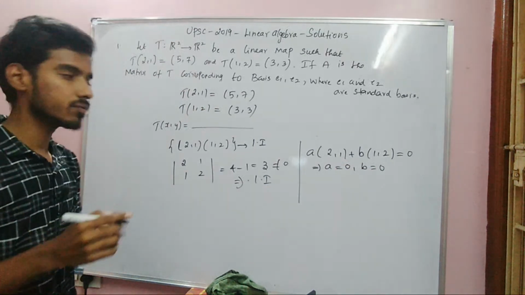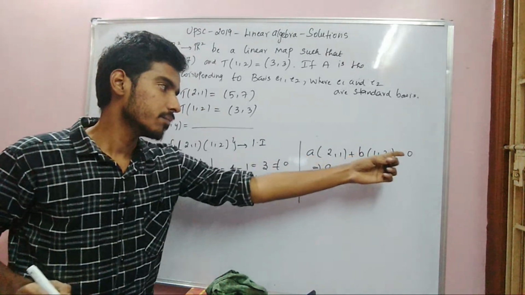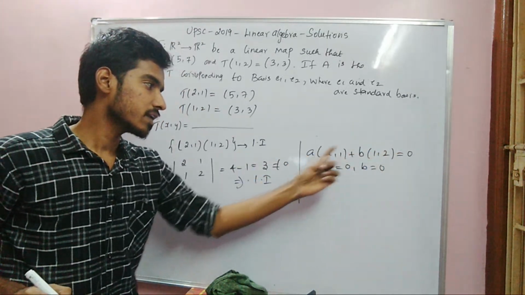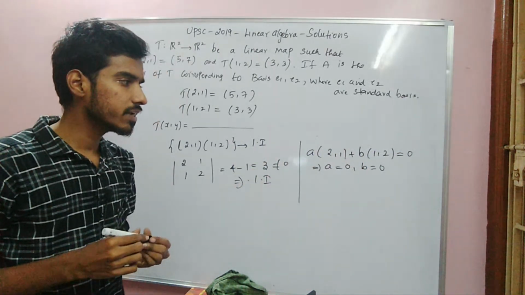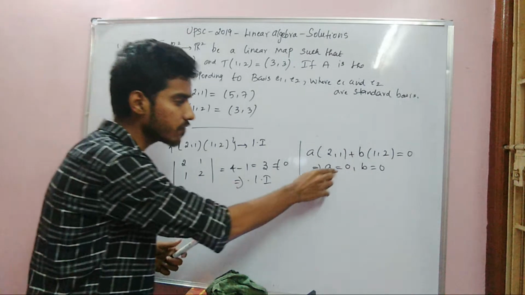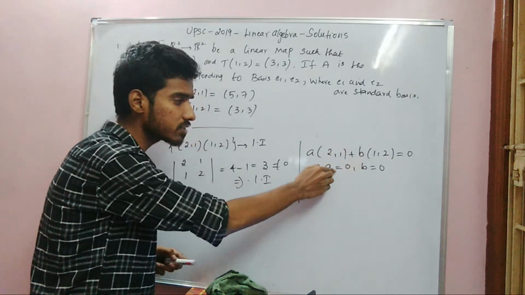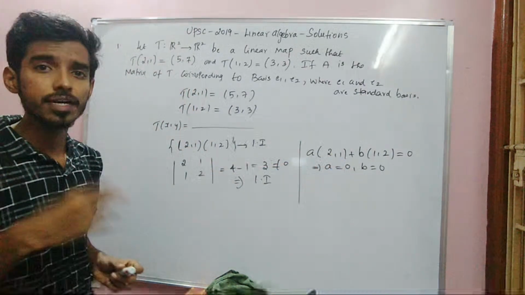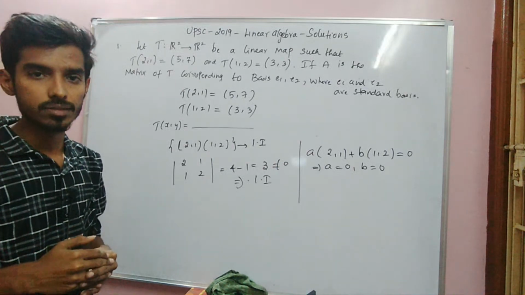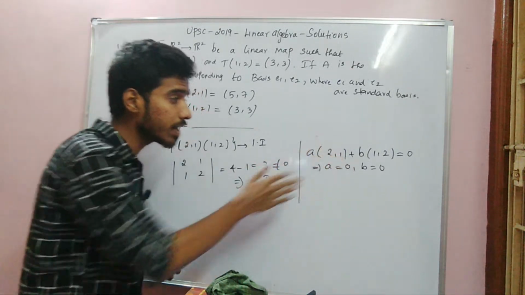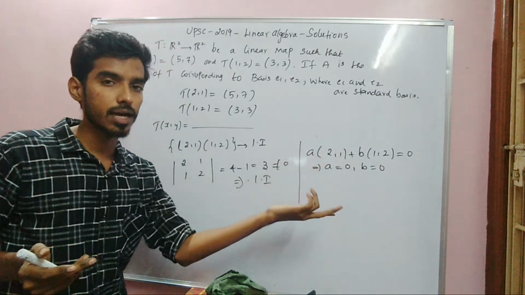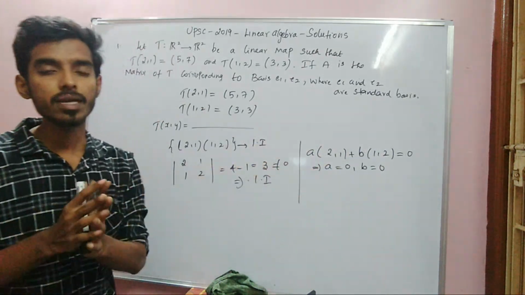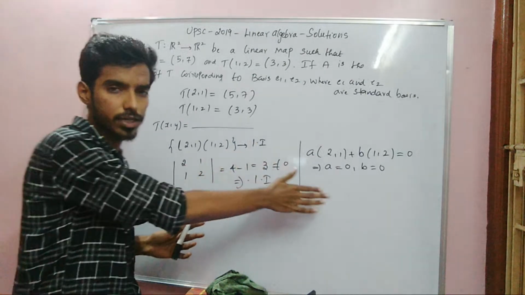That is, if the only combination with which I can write the 0 vector is a equal to 0 and b equal to 0, and I show this, it is linearly independent. Suppose I find that a, or one of them, is non-zero, then it is linearly dependent, right? So if both a and b are 0, then it is linearly independent. If at least one is non-zero or both are non-zero, it will be linearly dependent. This is the definition, right?